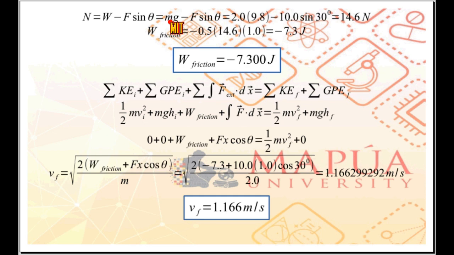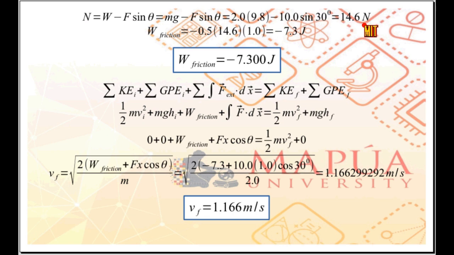Weight is just mg. So you have mg minus F sine theta. All of these quantities are known. Plugging in the known values, we get the magnitude of the normal force, 14.6 newtons.